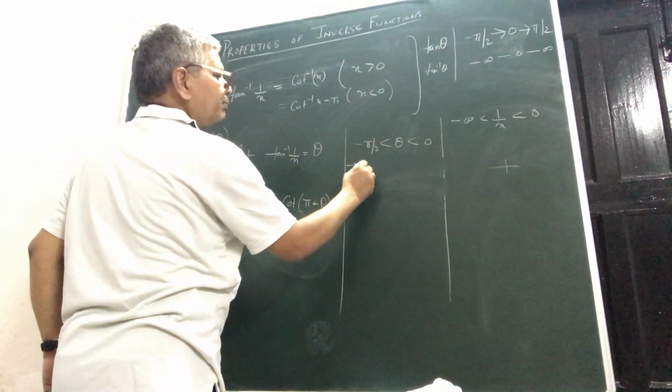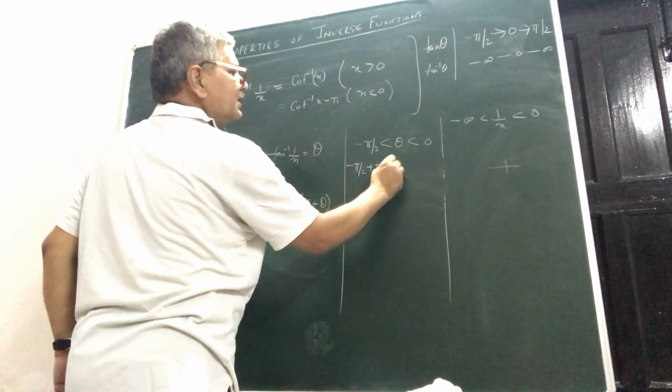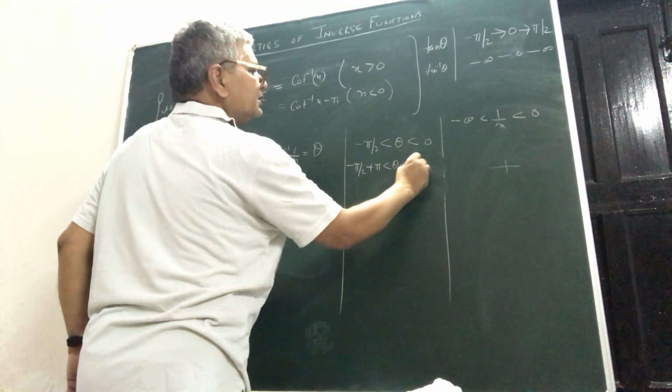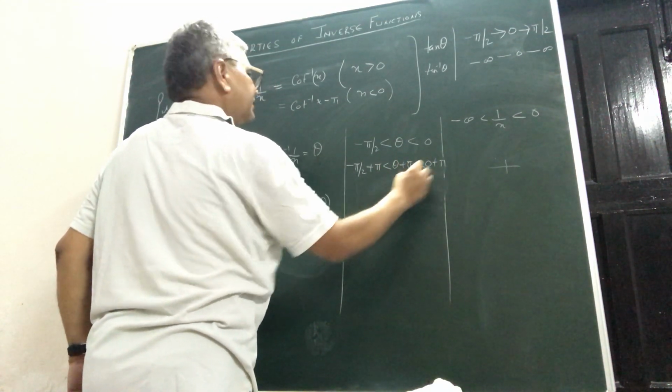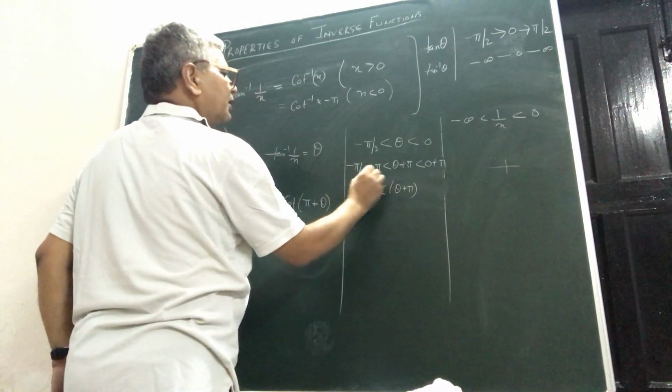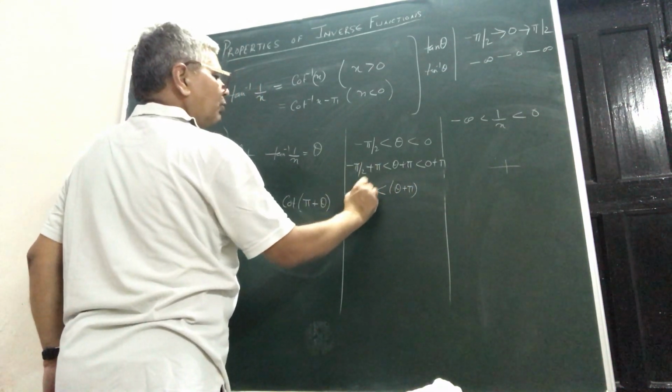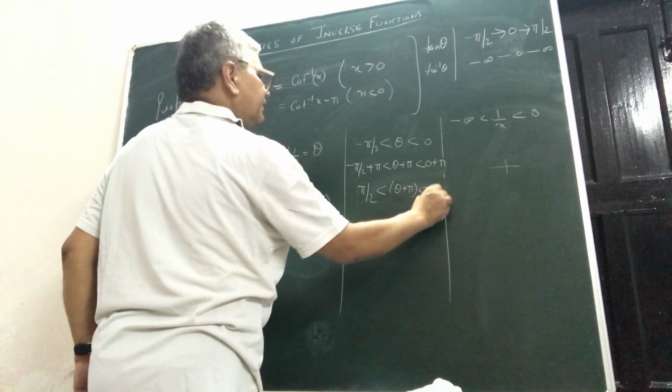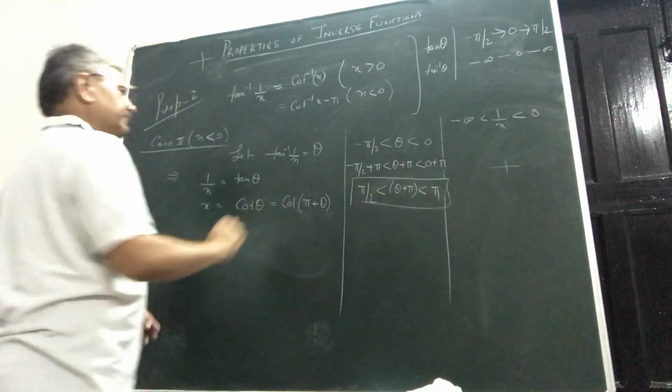Minus pi by 2 plus pi is less than theta plus pi is less than 0 plus pi. So theta plus pi, where is it lying? It is lying between minus pi by 2 plus pi, which is pi by 2, and 0 plus pi, which is pi. Well within. Now it's okay.